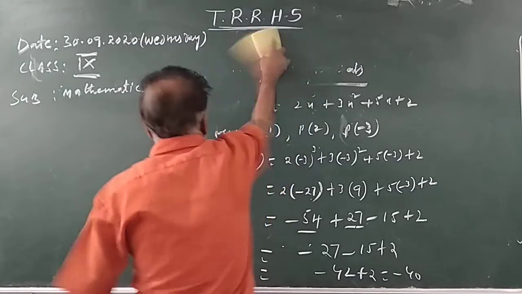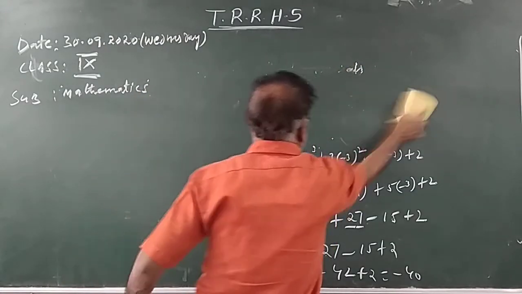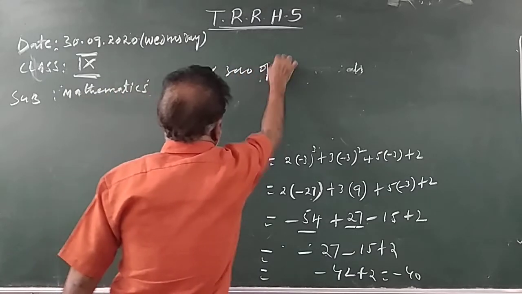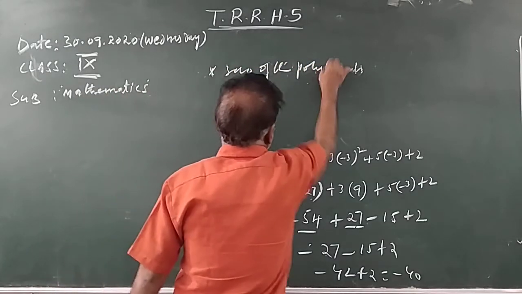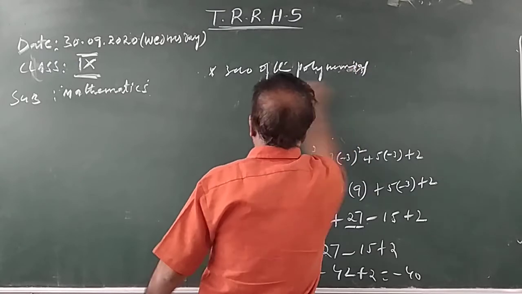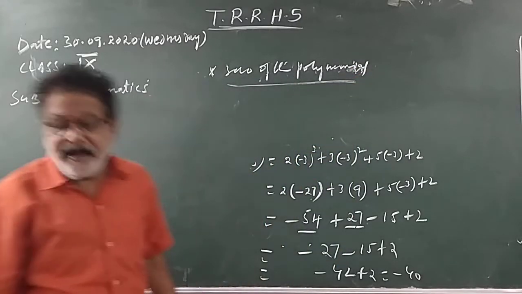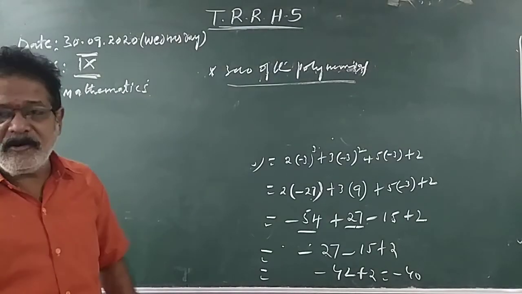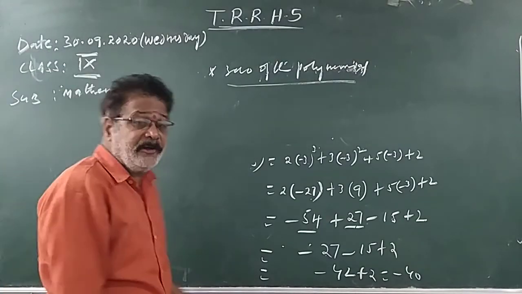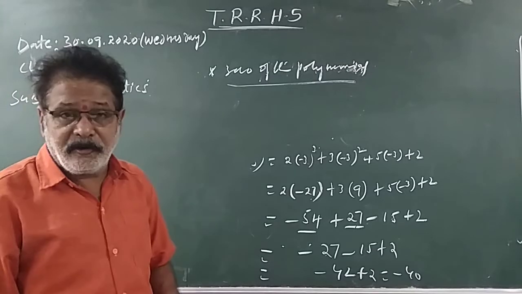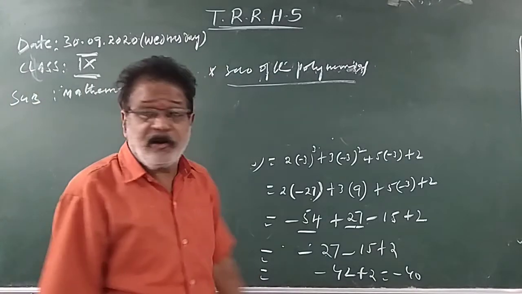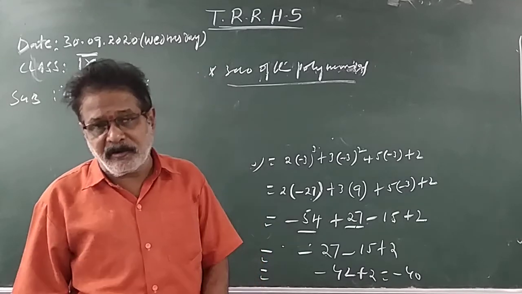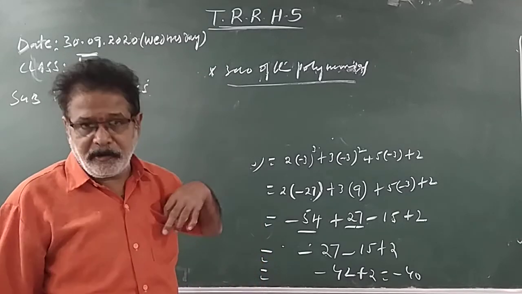Now let us move to zero of the polynomial. The second topic is zero of the polynomial. What is zero of the polynomial? Generally, we say that zero of the polynomial p of x is the value of x for which p of x is equal to 0.